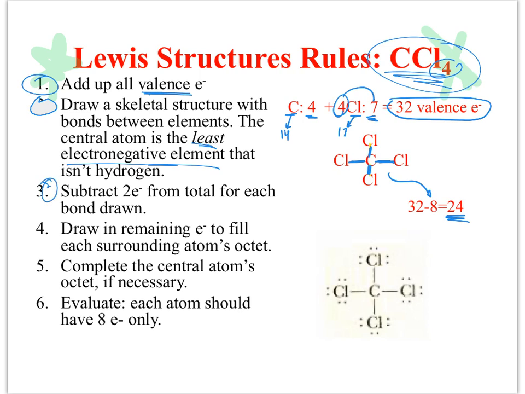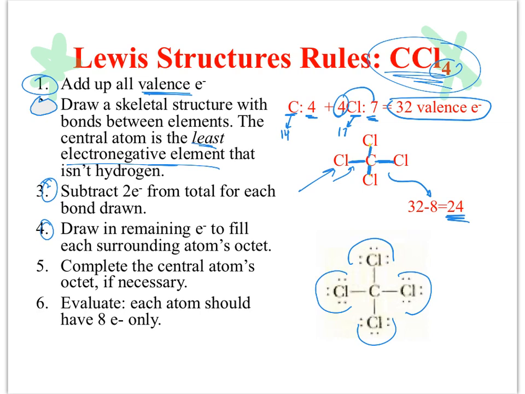Now step 4, you look at your peripheral atoms and you complete their octets. Since these chlorines here have a bond that counts as 2, each chlorine still needs 6 more electrons to complete its octet. So by putting these 3 lone pairs on each chlorine, 3 lone pairs is 6 total electrons times 4 chlorines gives me 24, which means that my molecule is complete now. I've run out of electrons. I have 32 electrons in my picture.